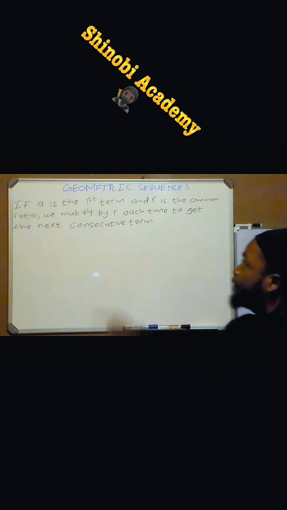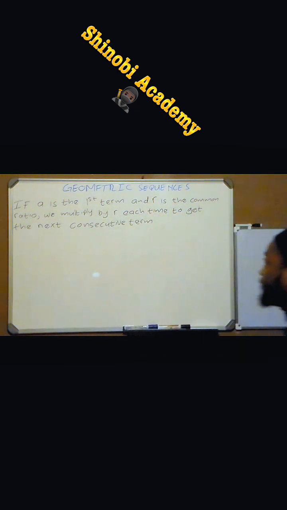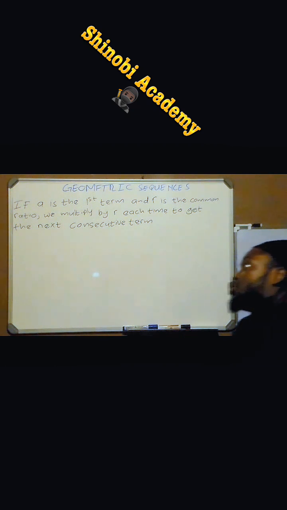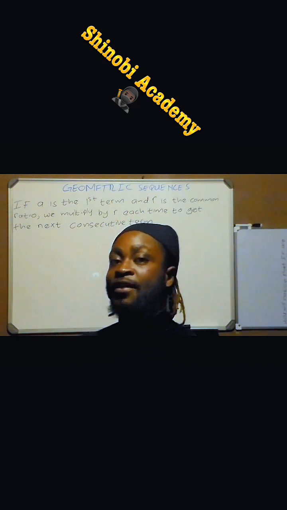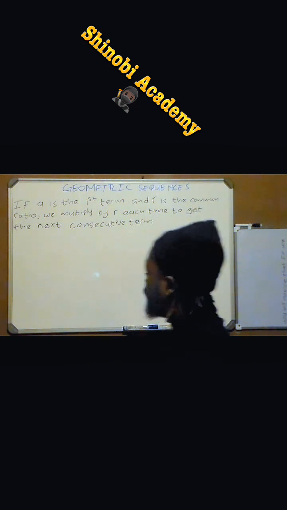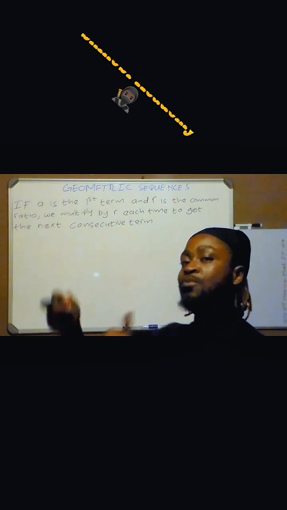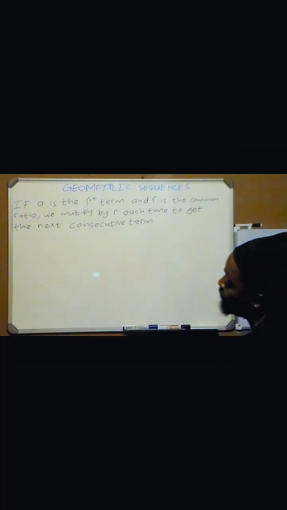Okay, so we go on to find the general term of the geometric sequence. I've written a statement that I'll be using to find the general term. We say that if a is the first term and r is the common ratio, we multiply by r each time to get the next consecutive term. When we were doing arithmetic sequences, to find the next term we were supposed to add the common difference. And here, to find the next term in a geometric sequence, you need to multiply the previous term by your common ratio.